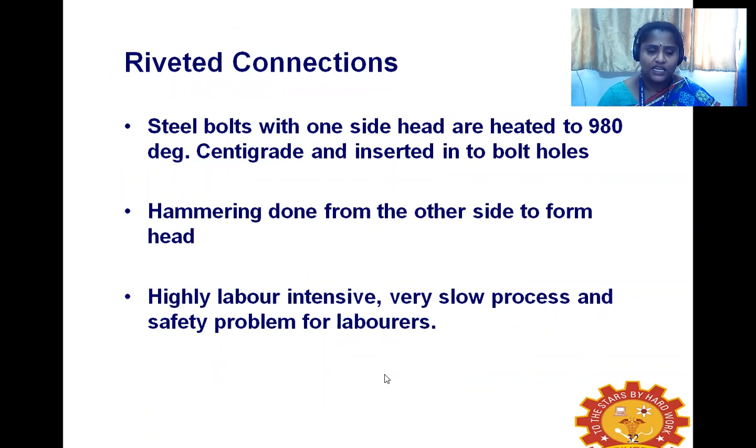Now the last type of basic connection is the riveted connection, a very old connection. It has not been used in practice for the past 10 to 15 years. In older days, you could see this type of connection. Even now, in the very old railway stations, you could see this kind of connection. So we'll see what this is first of all. Steel bolts with one side head are heated to 980 degrees centigrade and inserted into bolt holes.